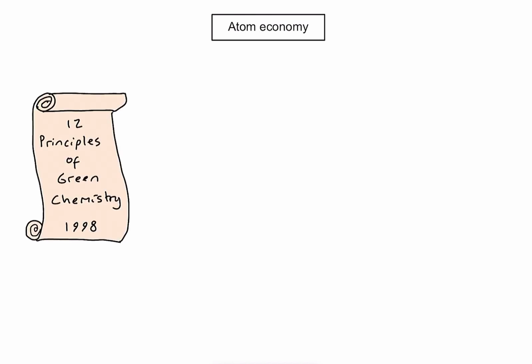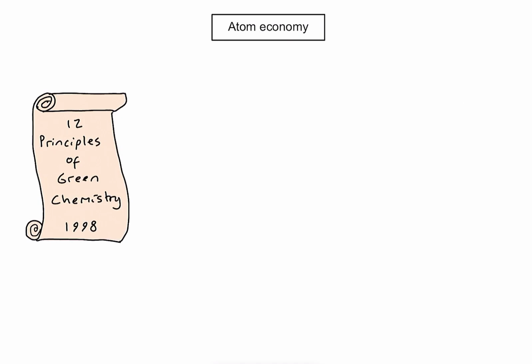Right, let's have a look at atom economy. And first of all, you might ask, where does this term even come from? Well, it comes from the 12 principles of green chemistry, which were set up, I think, or first discussed in 1998, and set up as a bit of a framework to try and design processes and chemicals that were more green or environmentally friendly, more sustainable, and so on.